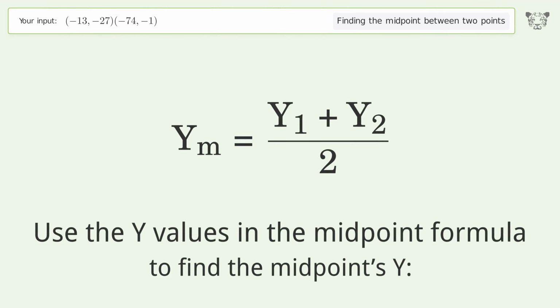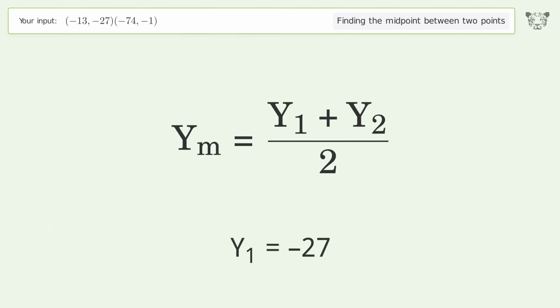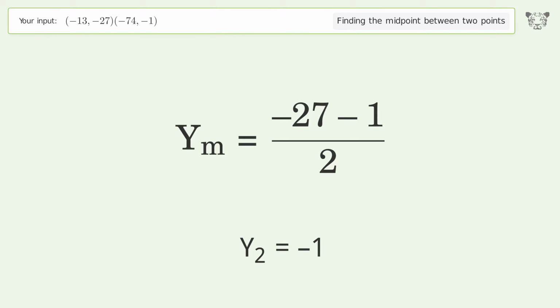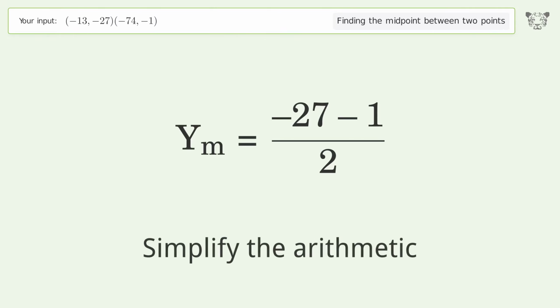Use the y values in the midpoint formula to find the midpoint's y. y1 equals -27. y2 equals -1. Simplify the arithmetic.